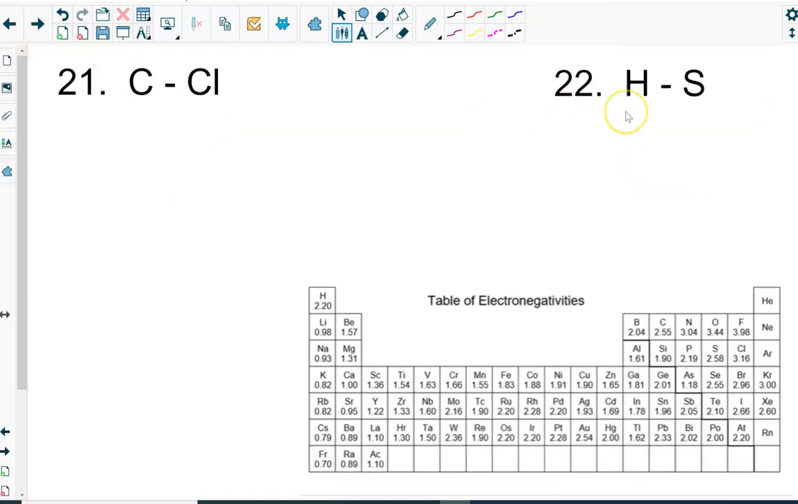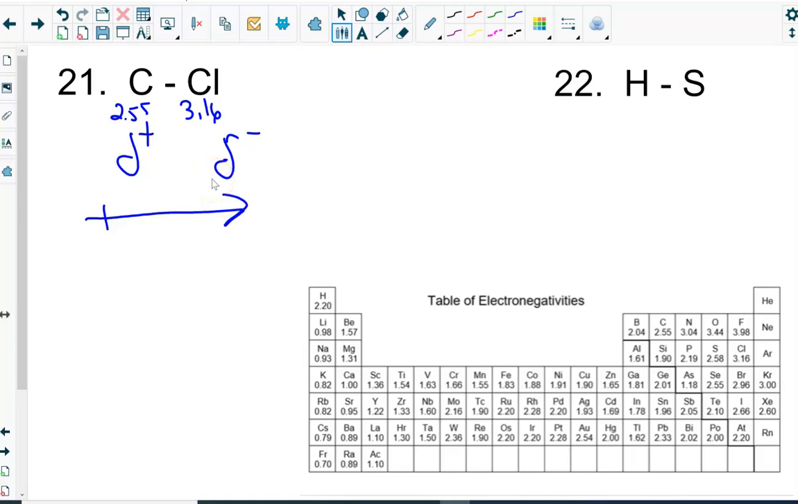Try these two. Pause the video, try them on your own, and then check back in. So here we have 2.55 for carbon. Chlorine is 3.16. Partial negative, partial positive. Draw your arrow pointing to the one with the larger electronegative value. You need to have one end with a positive, the other end should be an arrowhead. Here we have hydrogen, which is 2.20, and sulfur, which is 2.58. Partial negative, partial positive. You're going to draw it this way.